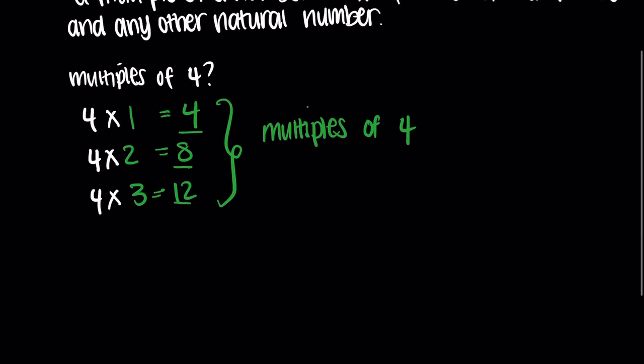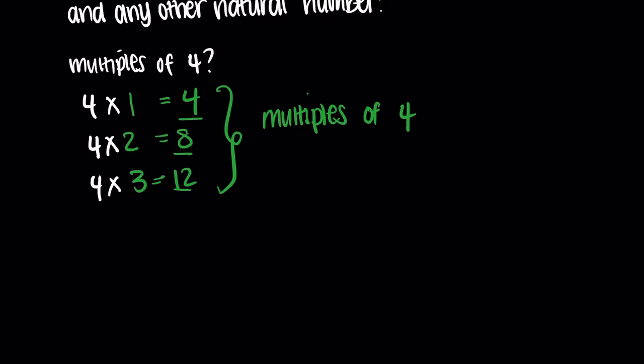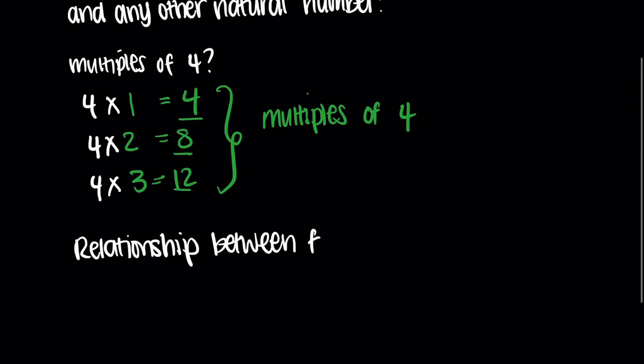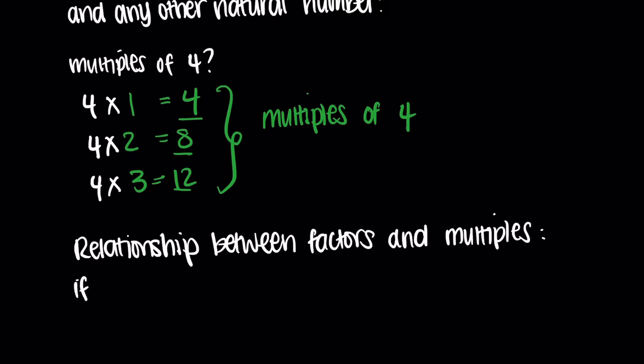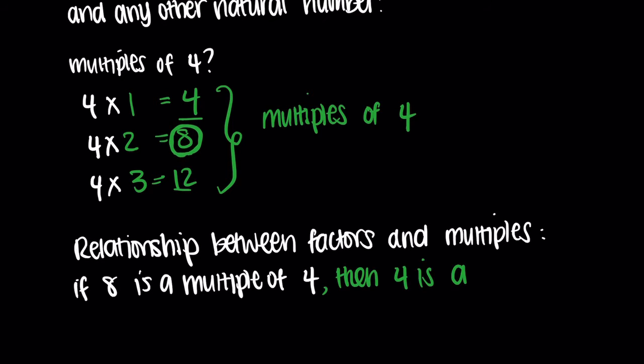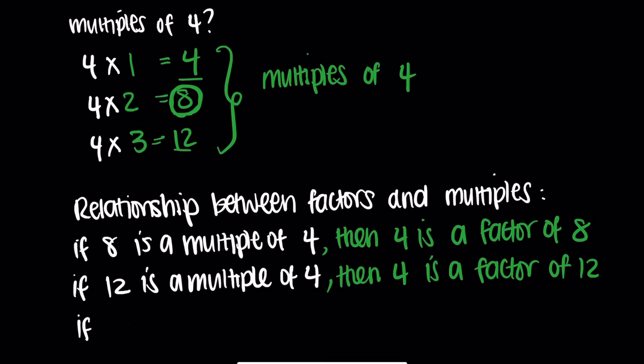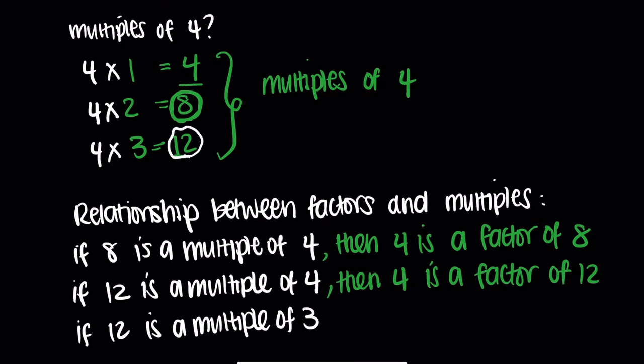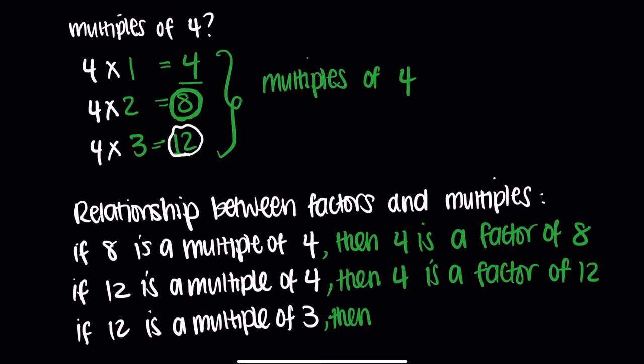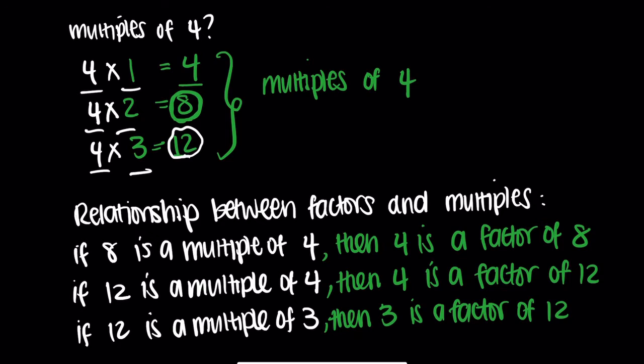And we're building on something else that we did in the previous video when we looked at factors. One way to think of the relationship between multiples and factors is that if 8 is a multiple of 4, then 4 is a factor of 8. Likewise, if 12 is a multiple of 4, then 4 is a factor of 12. And if 12 is a multiple of 3, since by the definition of multiples, 3 is being multiplied by the natural number 4, then 3 is a factor of 12. And so we see that all the numbers being multiplied on the left-hand side are factors of the numbers on the right-hand side, which are the multiples.